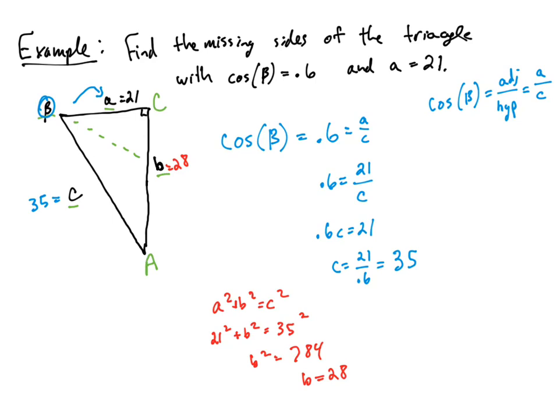One thing you want to check here is that the hypotenuse is the longest side. In a right triangle, the hypotenuse is always longest. So hypotenuse is 35, that is longer than either of the other two sides.